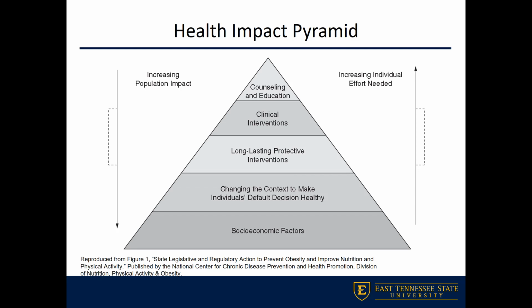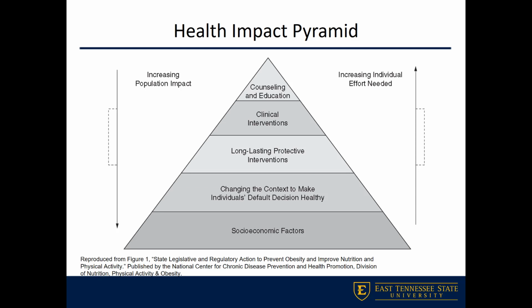So if we could improve education, get higher literacy rates at 3 years old for all children in America, we would make a huge population level impact on the health of Americans. If we can improve the neighborhoods, the housing, the communities that people live in, that can have a major impact on health.